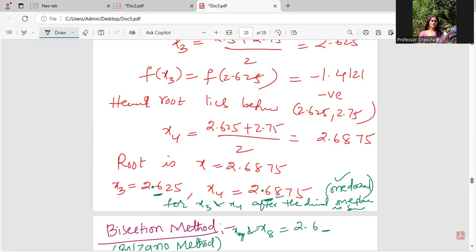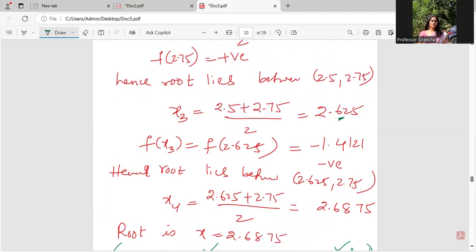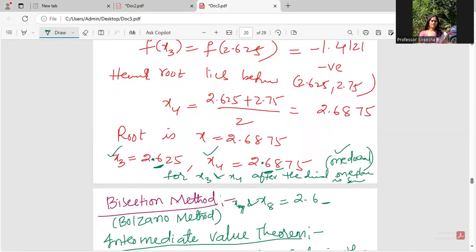What is 1 decimal accuracy? As the name suggests, after the decimal, one position should be the same for 2 successive iterations, either X2, X3 or X3, X4, like that. If you see X2 and X3, after the decimal it's not coinciding. For X3 and X4, after the decimal, one position is coinciding. That's what 0.6 and 0.6 is.